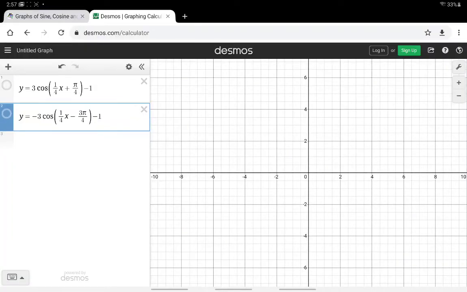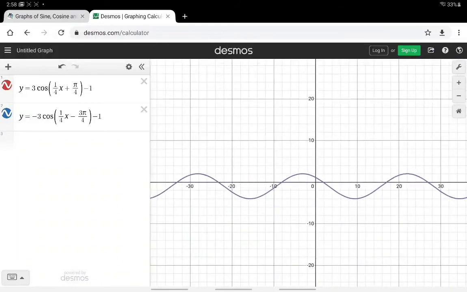Okay, so here we are at Desmos. You can see on the left-hand side, I put the 2 equations that we found. The first equation is from the first solution, and the second equation is from the second solution. There are 2 different equations. Here's the graph of the first one. You can see it in red. Here's the graph of the second one. You can see it in blue. They're the same graph. Blue, red, blue, red.